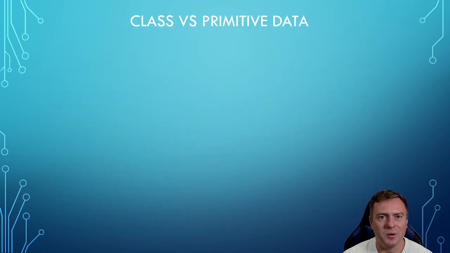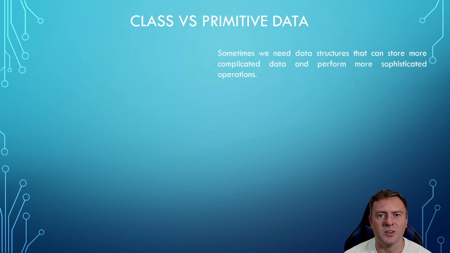So one of the common questions is, what's the difference between a class and primitive data? Well, actually, we've done this before when we've done strings. So a string, believe it or not, is actually a class when you're dealing with it. Sometimes we need data structures that can store more complicated data and also perform operations on it as well. So classes use these data structures so that you can instantiate them and do different operations.